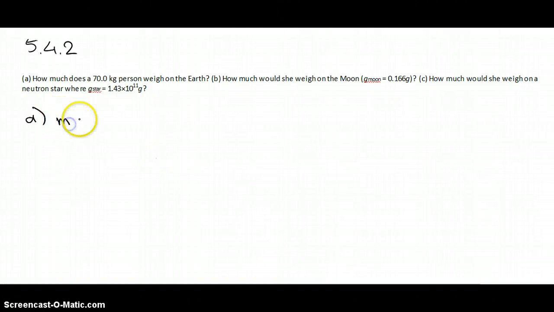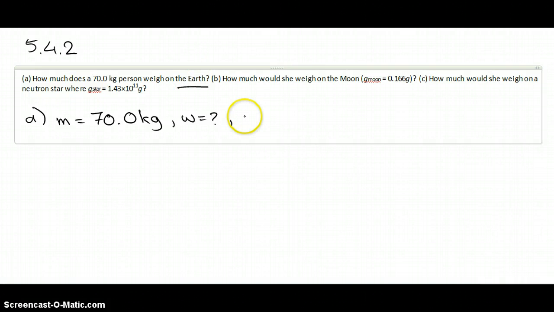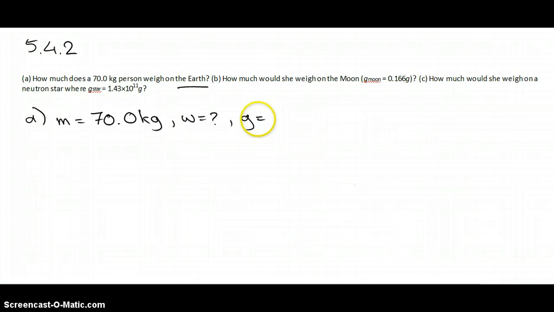So for part A, we know that the mass is 70 kilograms, and we want to find the weight on Earth. Since they said on Earth, I can immediately say that the acceleration of gravity, or g, is negative 9.8 meters per second squared. I know that w, the weight, is equal to the mass multiplied by the acceleration of gravity. So I substitute.